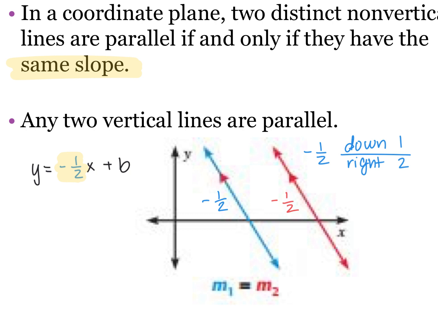If it's negative, my top is going down. If it's positive, my top is going up. And it's always going to the right, the amount of numbers that's in your denominator.